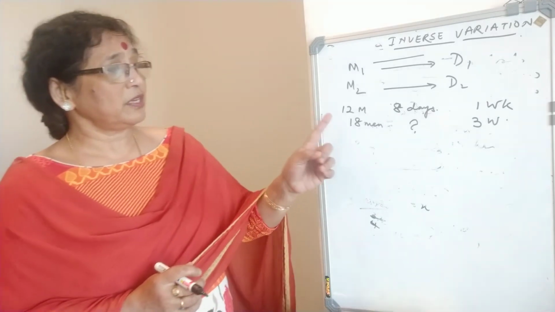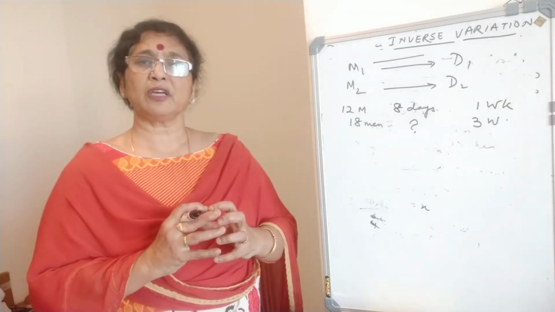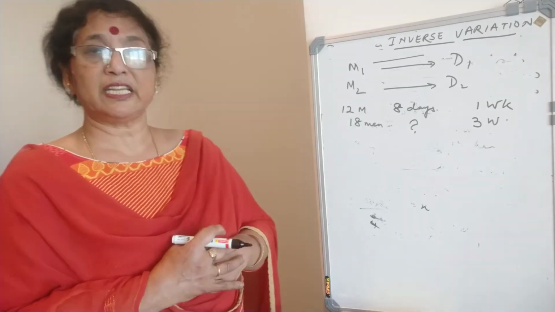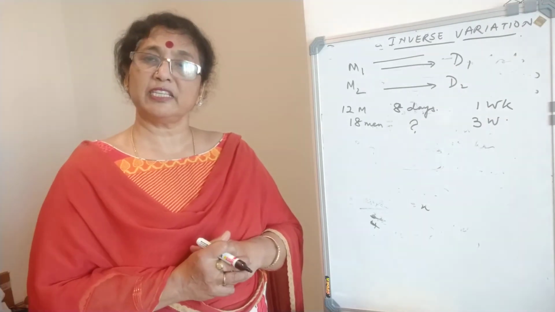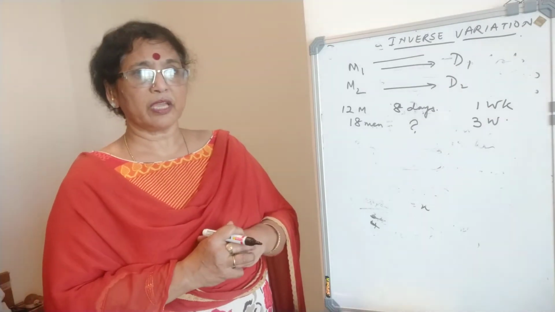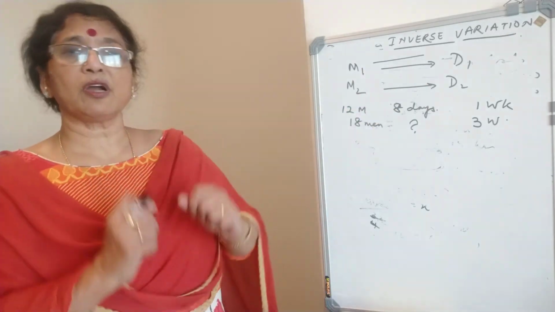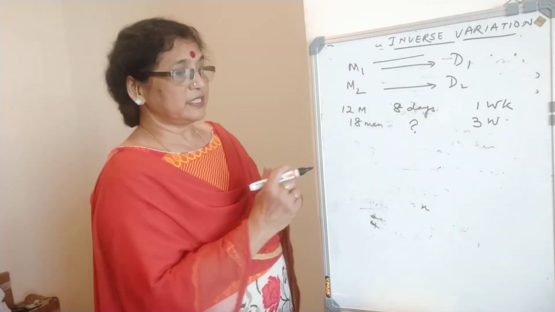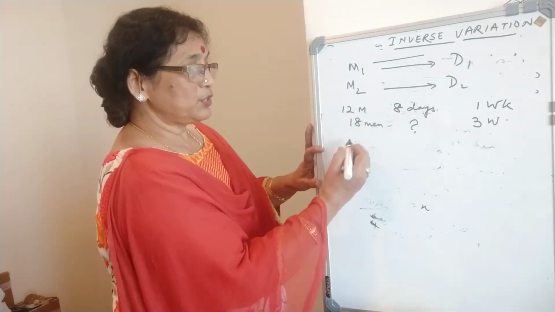Okay, so here let's forget about the work. The question is, a certain amount of work was done by 12 men in 8 days. So find the time taken by 18 men to do 3 times the work. Okay, so first let us find for one work how many days they take. So again, this is inverse variation. Am I right? It's inverse variation.